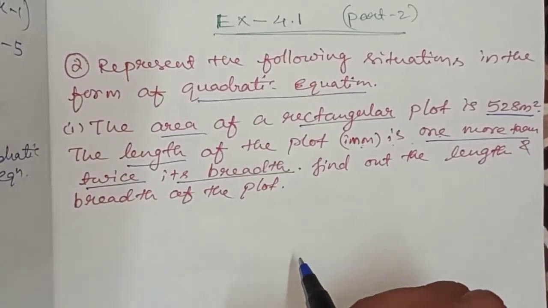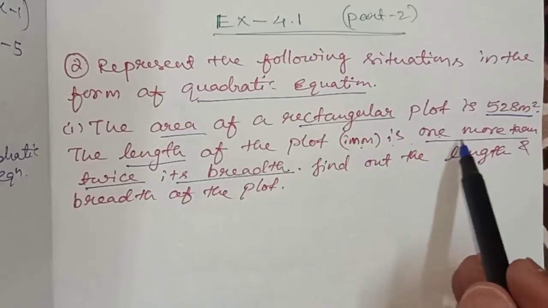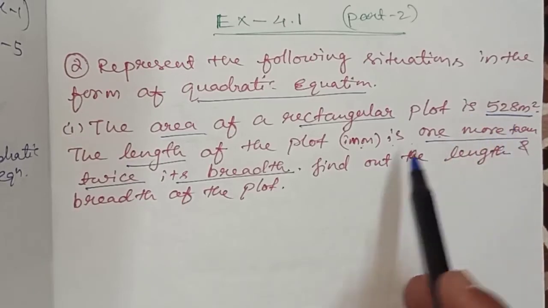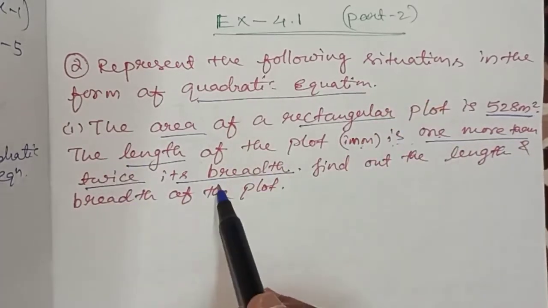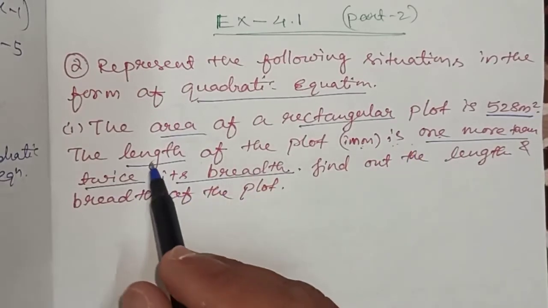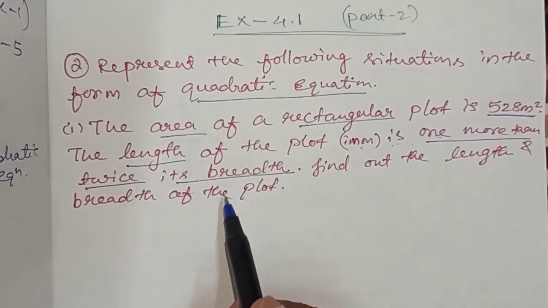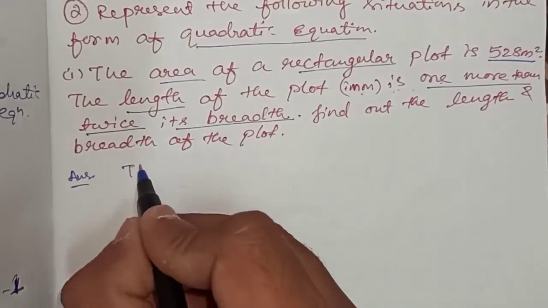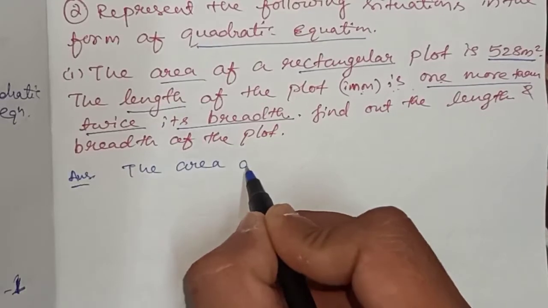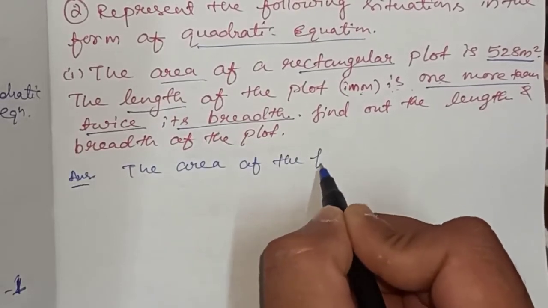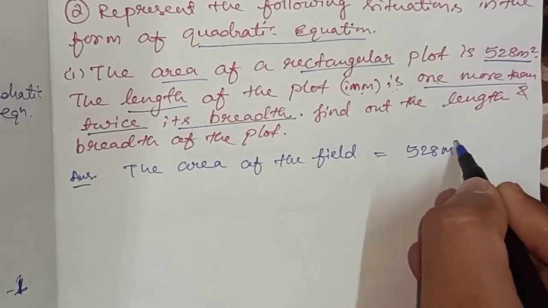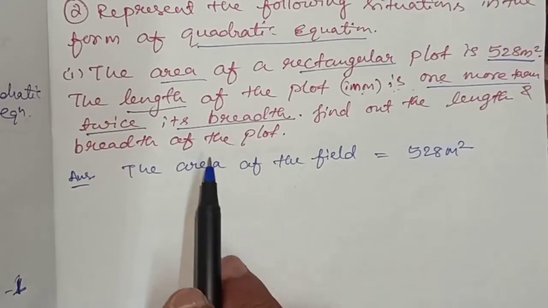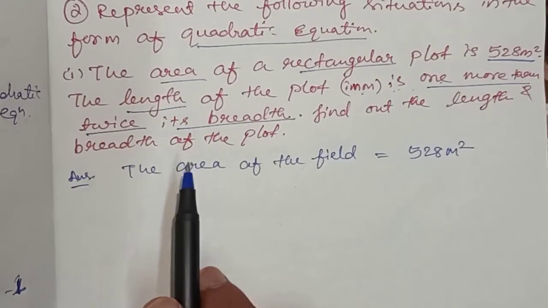twice its breadth. Okay, so it is given the area of the rectangular field is 528 meters square and the length is one more than twice its breadth. Okay, so this we have to represent in the quadratic equation form. So we will write first the area of the rectangular field is 528 meters square.